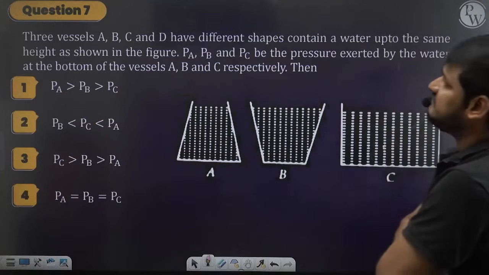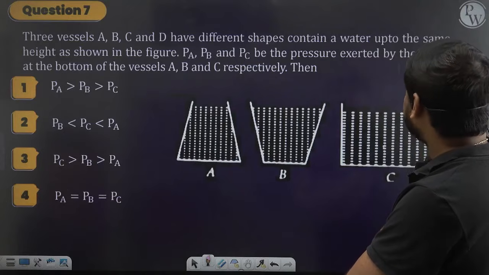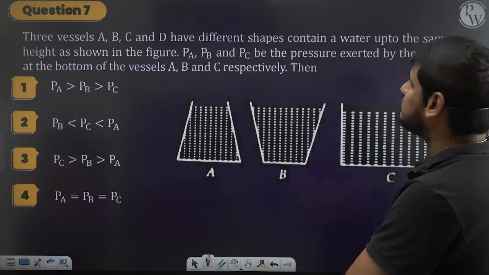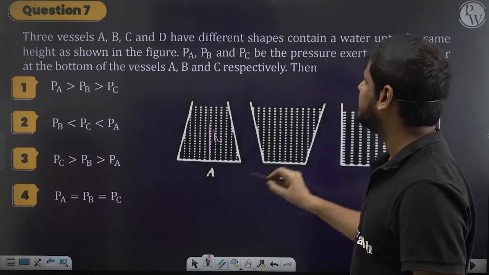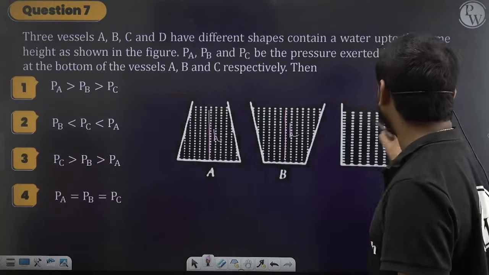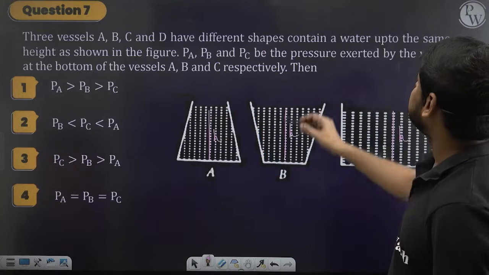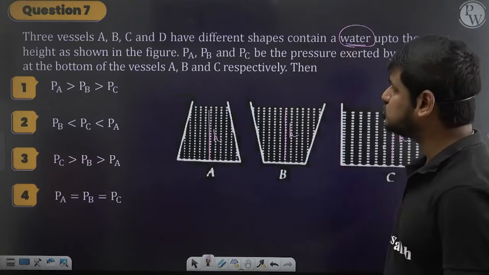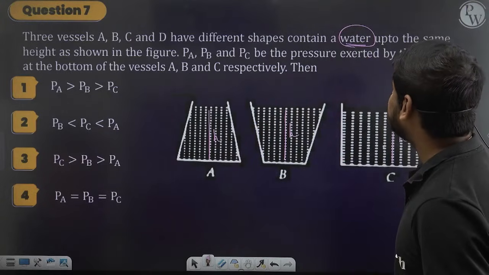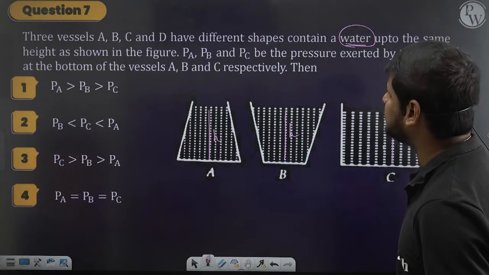So next, let's analyze this question, guys. There are vessels A, B, C, D that have different shapes and contain water up to the same height. Here also the water height is the same, and here also. So they said they contain water in all of them, so the liquid is also the same. PA, PB, PC represent the pressure exerted by the water at the bottom of the vessels.